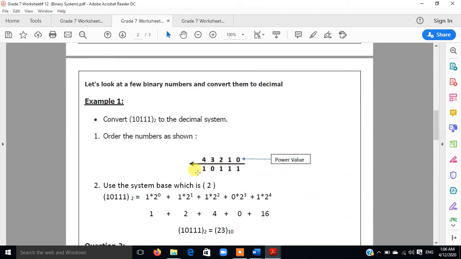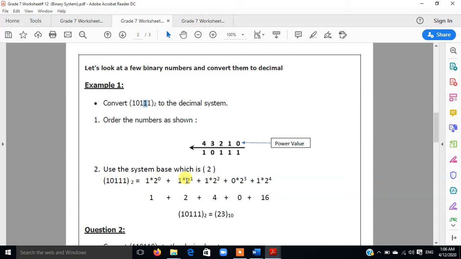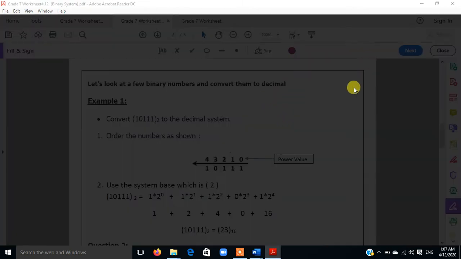So I'm going to list the numbers from right to left. I'm going to find the order for each. So the first number's order will be 0, the second will be 1, then 2, 3, and 4. When I start, I'm going to write according to the power value. The first number will be 1, so I'm going to multiply 1 here by 2. Why 2? Because we are dealing with a binary system, so the base here will be what?